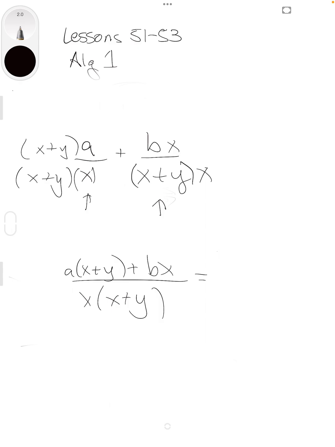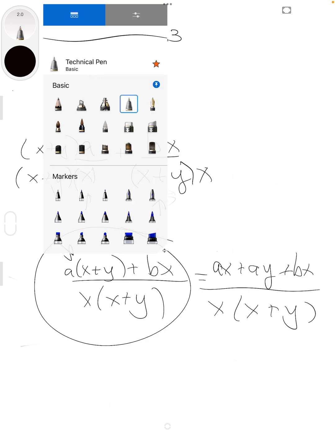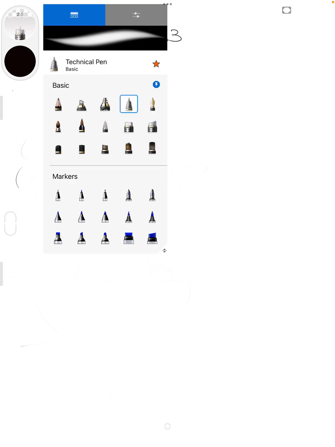I can multiply it out by using the distributive property here, and this becomes ax plus ay plus bx over x times x plus y. There's no reason to do that. If I could multiply it out and then cancel stuff, that's fine, but in this case, these are all different. You can't cancel them. This is the fine answer. So that's what you're looking at here in this lesson. Let me give you a couple more examples, and lesson 52 will become mostly clear to you.